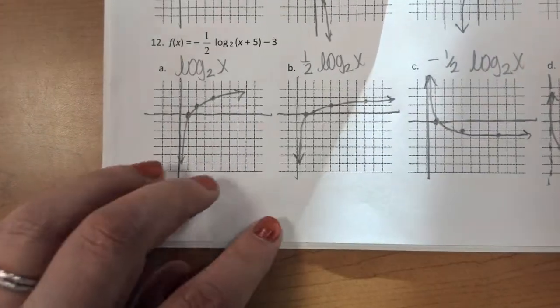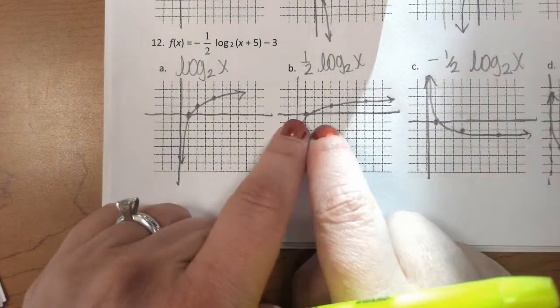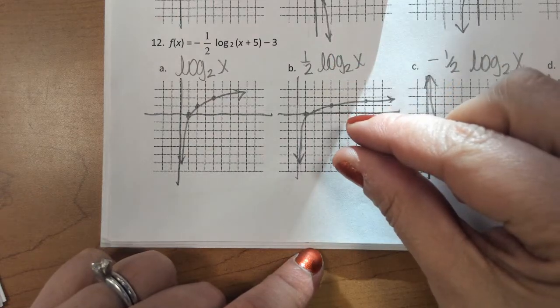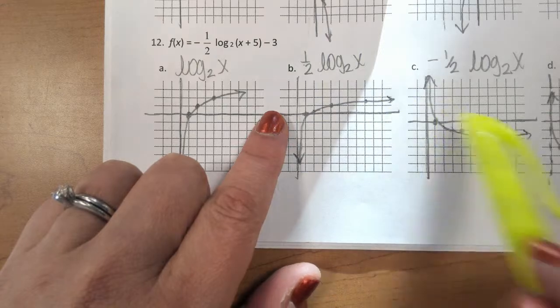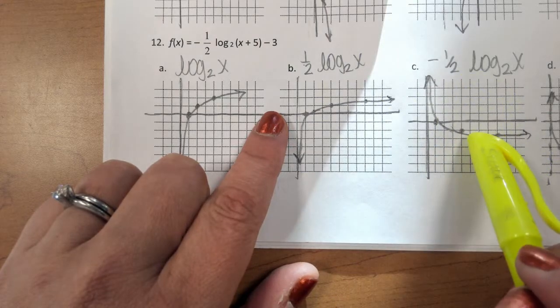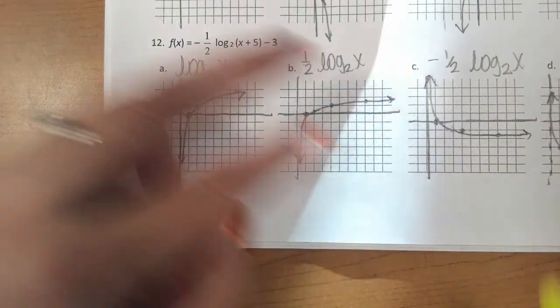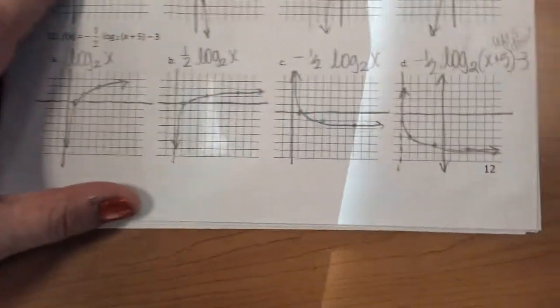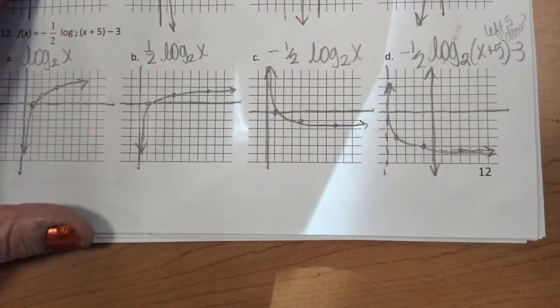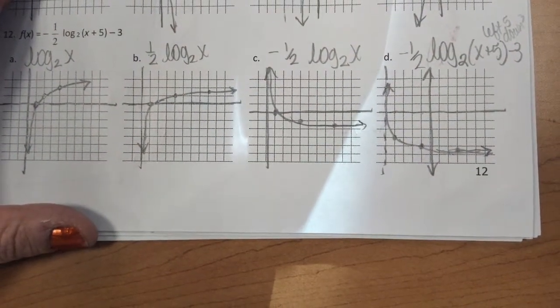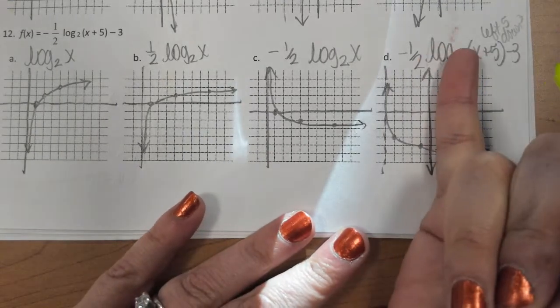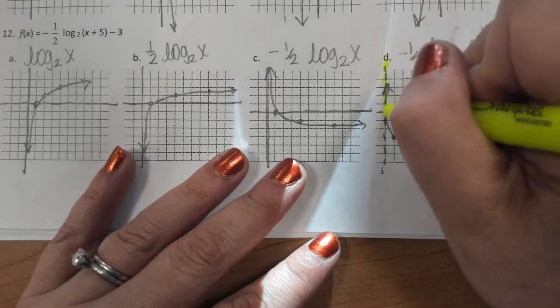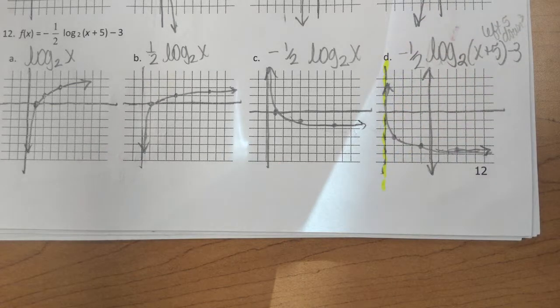And then for number 12, we actually have a shrink here, so it gets squished down a bit first, and then flip over the x-axis, and then left 5, and then down 3. So we actually end up shifting our asymptote from x equals 0 to x equals -5 over here, like that.